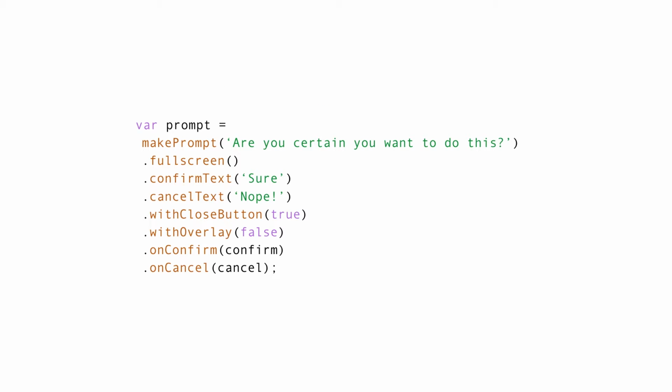So this is an example. We make a prompt, and then we make it full screen. And we add a confirm button, and a cancel button, and a close button. We don't have an overlay, and we add some handlers.